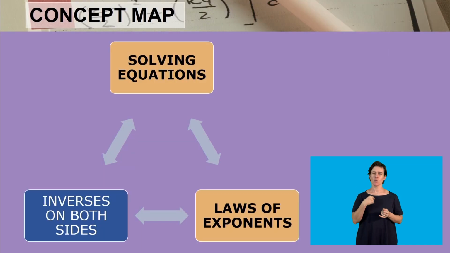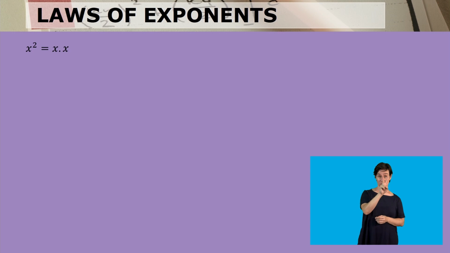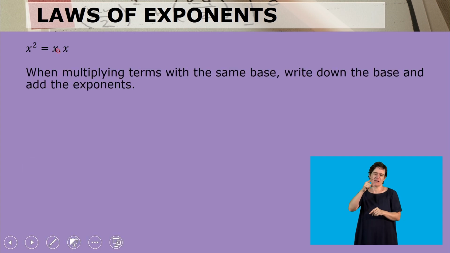Welcome back. Let's continue. Starting with our concept map, we have solved a few equations, and now we are looking at laws of exponents to remind ourselves how they work in equations. Just a reminder that x squared equals x multiplied by x. That dot in between represents a multiplication sign.